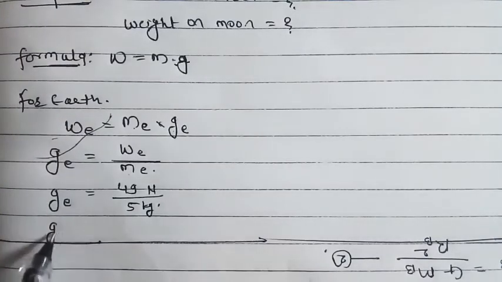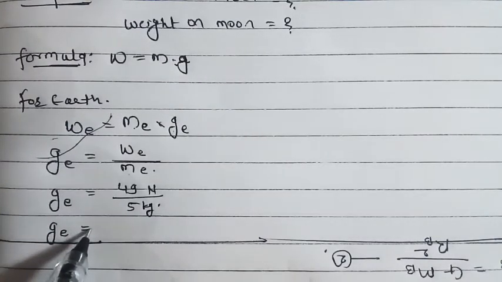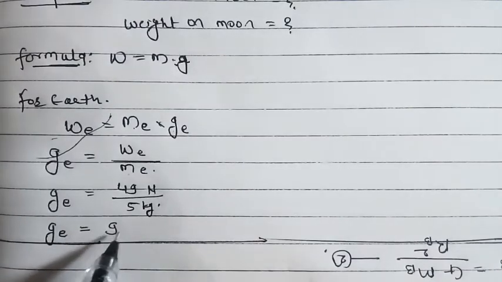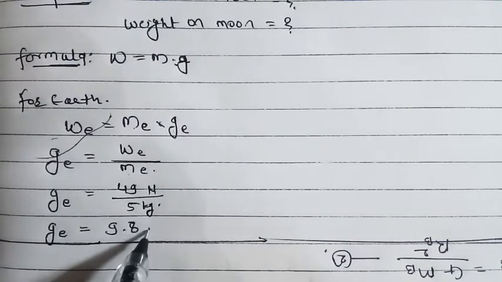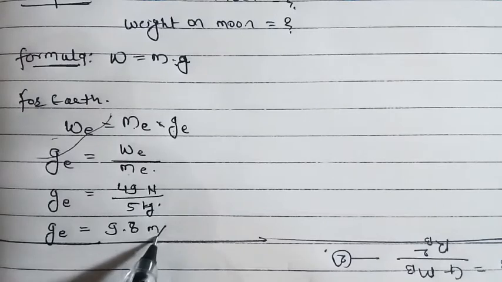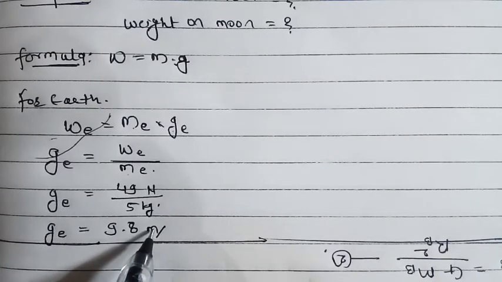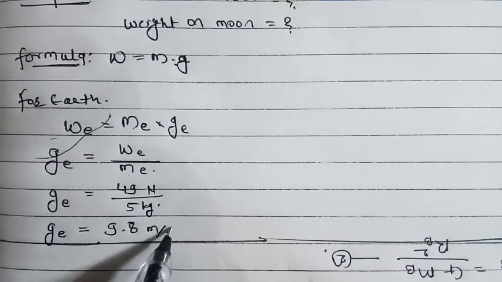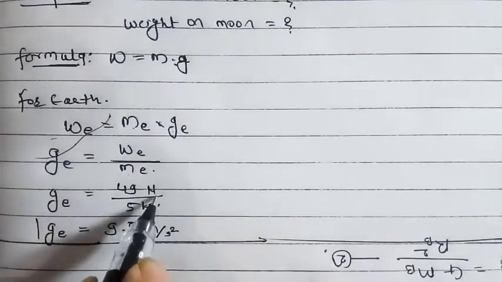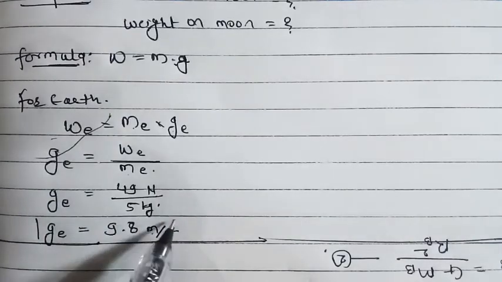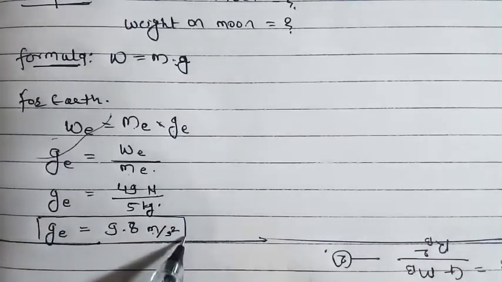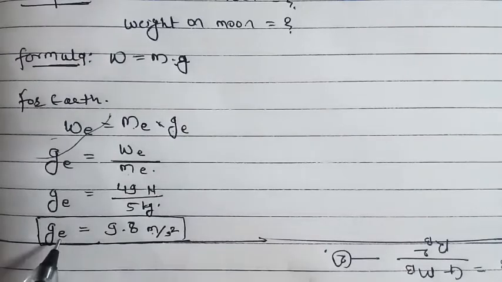If we solve, we get g of E about 9.8 meter per second square. What is the unit of g? It is meter per square second, or we can write just 9.8 meter per second square, because Newton per kg is nothing but meter per square second. So this is the value of g on earth.